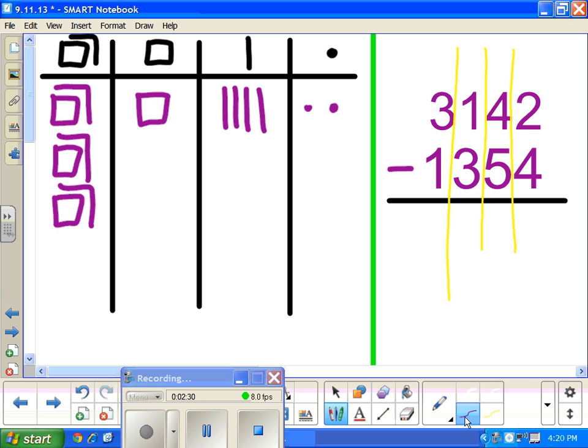As we look, we are trying to take 4 ones from 2 ones. And as you see on our board, we only have 2. We do not have enough to take those 4 ones from those 2 ones. So the ones must get help. The ones may go next door to the tens and may get one of the tens.